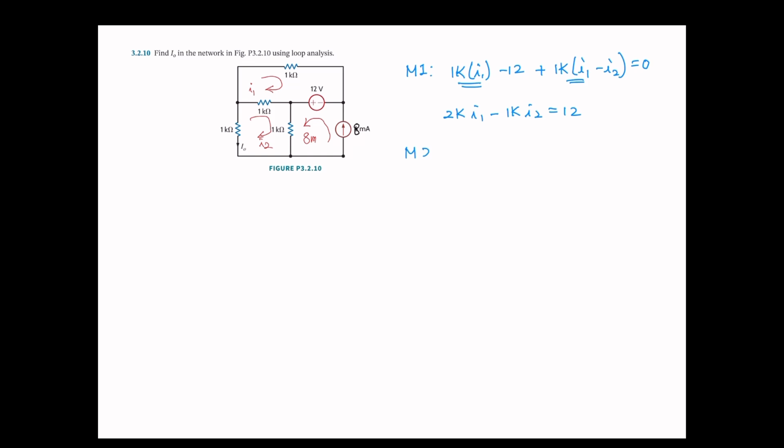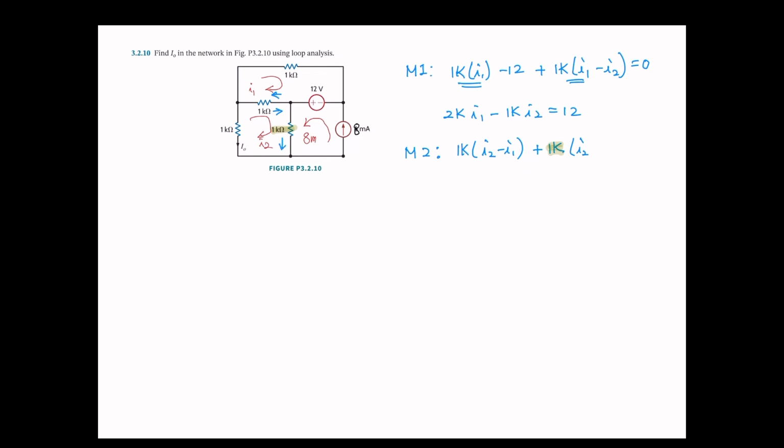Now in mesh 2, we're looking at I sub 2, and I sub 2 is our reference direction. So I sub 2 has to be positive. The top 1 kilo ohm resistor, we have 1K times I sub 2 minus I sub 1 this time, because I sub 2 is again going in that direction, I sub 1 is the opposite direction, plus 1K. This 1K we're talking about is this 1K, and then our reference I sub 2, and then this time 8 milliamps going into the same direction.